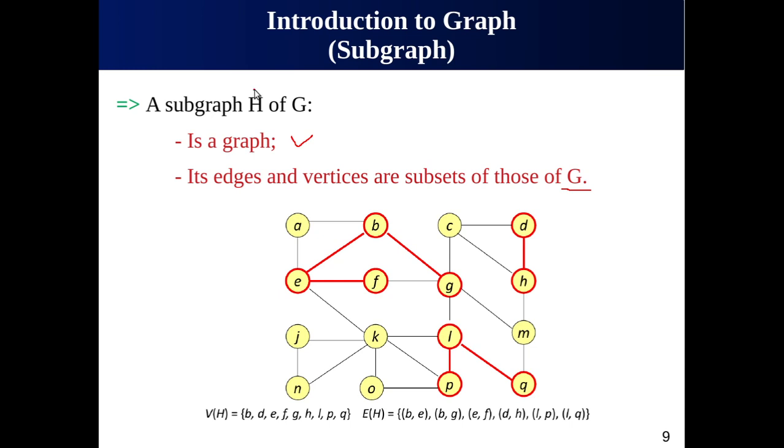So suppose our subgraph is H and our main graph is G. H is said to be a subgraph of G if it is itself a graph and its vertices and edges are a subset of the main graph G. So if these two properties are met, you can say that it is a subgraph of the main graph G. And here is an example.